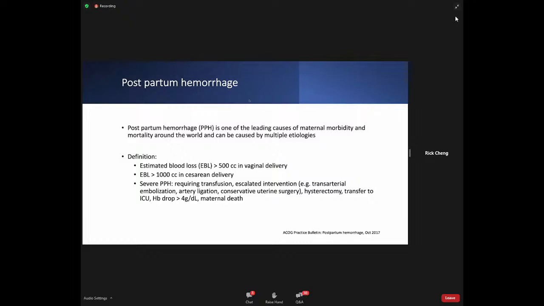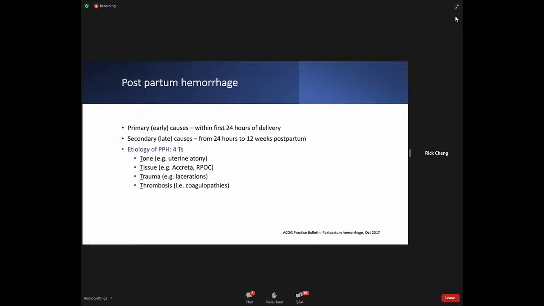Postpartum hemorrhage is also differentiated based on time of presentation. When presenting within the first 24 hours of delivery, it is categorized as primary or early postpartum hemorrhage. After 24 hours, up to 12 weeks postpartum, it is considered secondary or late postpartum hemorrhage. The 4 T's are often quoted as a mnemonic for postpartum hemorrhage. This includes tone, tissue, trauma, and thrombosis.